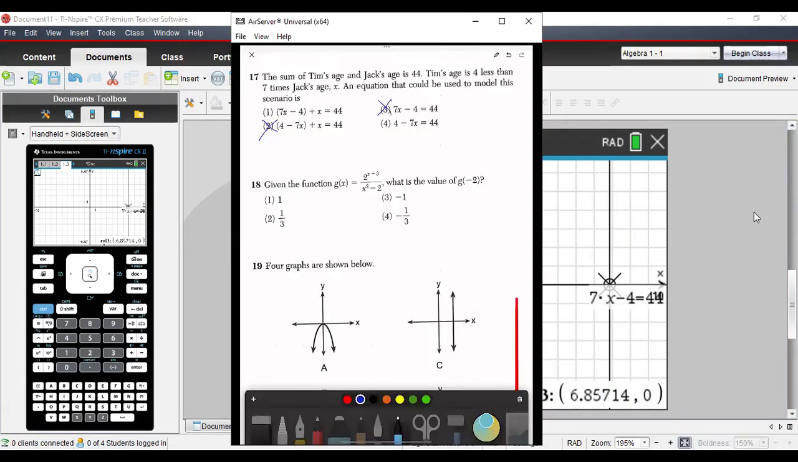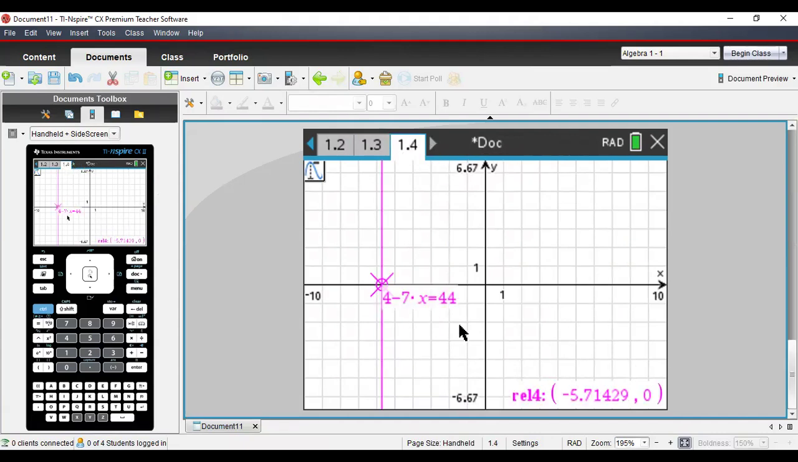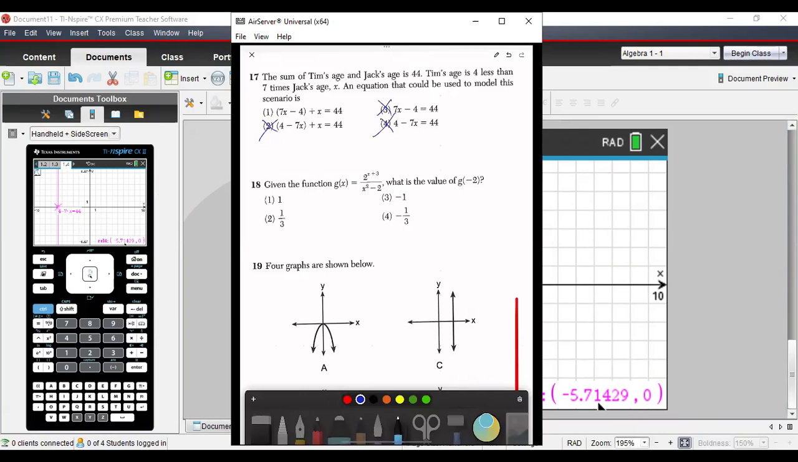Now, let's go look at the last one. The last one, when I solve that, I get a negative 5.7. So that's a negative number. So I know that makes no sense. So I can go and I can cross that out too. So that only leaves choice number 1. Now, so that's the answer.